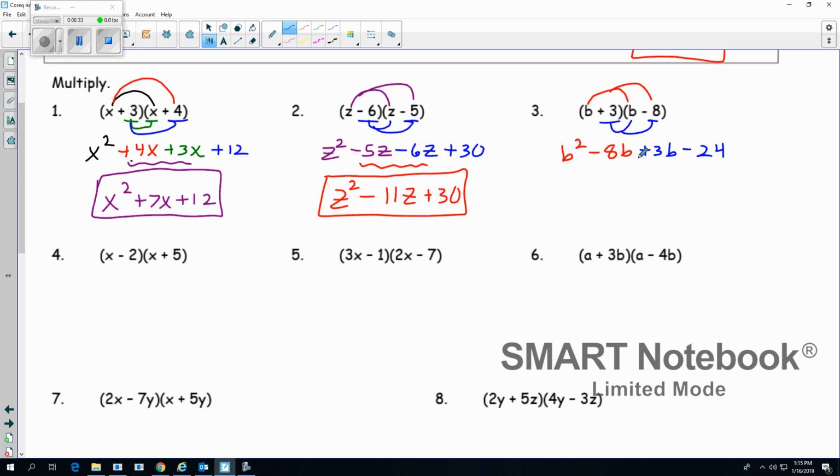Okay, then here, once again, we get a minus 8b plus 3b. So be careful. Negative 8 plus 3 is actually negative 5, so be careful on your arithmetic. So this can be a minus 5b and then minus 24. There you go.